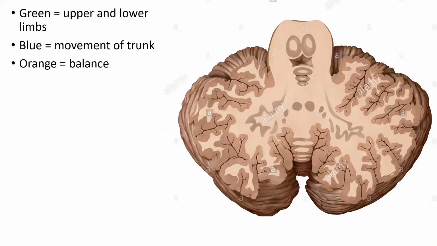Besides the cerebellar cortex, gray matter regions also exist in the more interior regions, like the dentate nucleus in green, which is involved in coordination of the upper and lower limbs. And we have the globose and emboliform nuclei in blue, involved in movements of the trunk, and the vestibular nucleus, which is involved in balance.